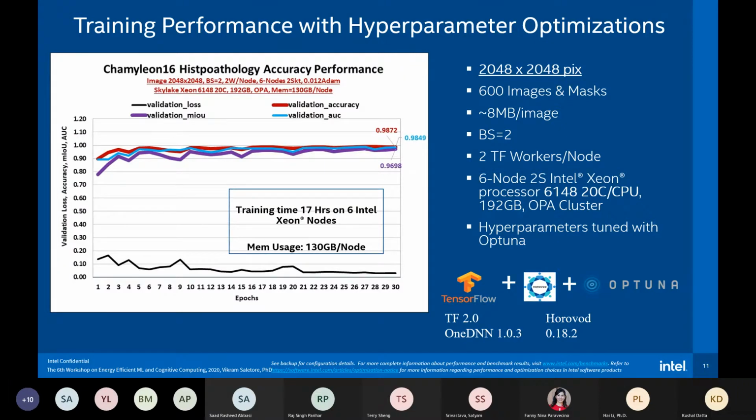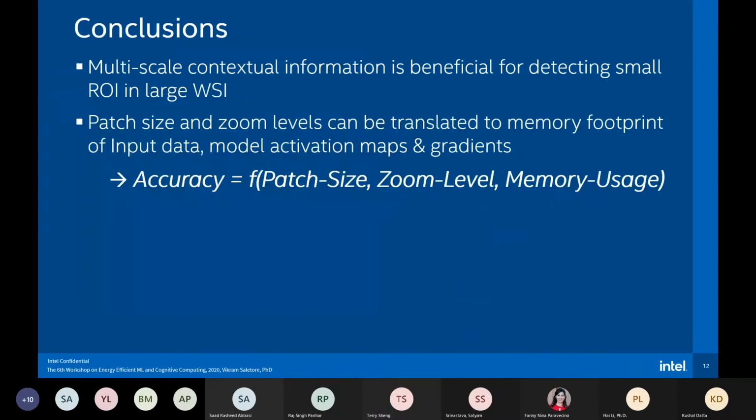For most of the hyperparameters tuned in our work, we have been using Optuna, which is an open source Bayesian optimization with some kind of early stopping and/or TPE in this case. So the conclusion is that the accuracy is a function of patch size, zoom level, and memory usage, and that's where the trade-off comes in. So the question is how it depends on the customer, how accurate they want it to be, and what they are willing to live with. But that's the trade-off.